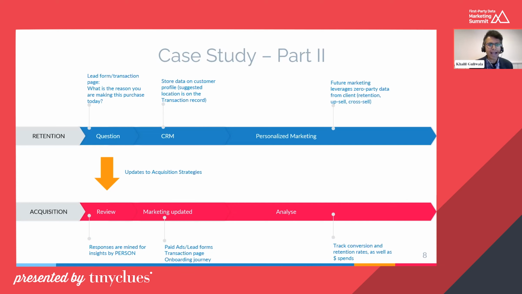How does that affect your paid ads, the kind of content, images, strategies, call to actions, your lead forms, your transaction pages, your onboarding journey? Then analyze, because you also want to be continually tracking your conversion and retention rates as well as your dollar spends. So as you go through the roadmap and you're implementing it, once you ask those questions, store it in your client record, use it for retention on that granular level for each client, but also use broader level insights that can then feed into your acquisition strategies wherever they are.